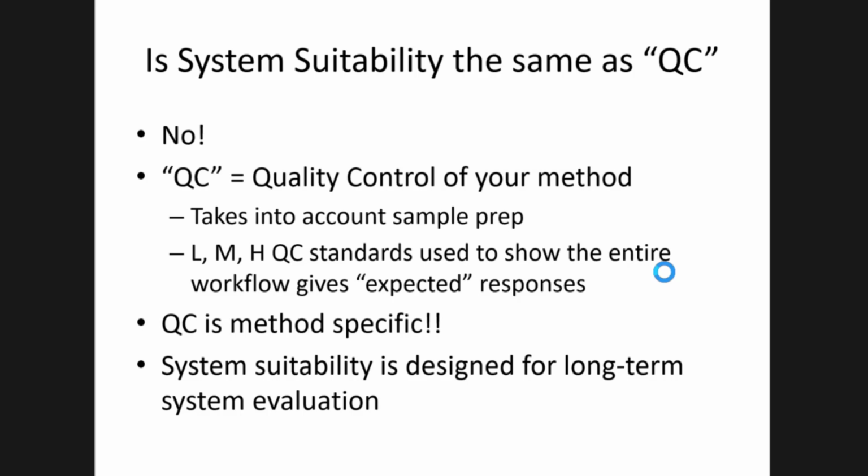QC takes into account the sample prep. You can add in low, medium, and high QC standards to your entire experiment to help make sure that the process your sample's going through is as expected, and that the detection of your samples is as expected. And so, again, relying on expected responses. QC is method specific. You're not going to run a small molecule QC if you're doing peptide analysis, and you're not going to spike in a protein that has nothing to do with your sample.